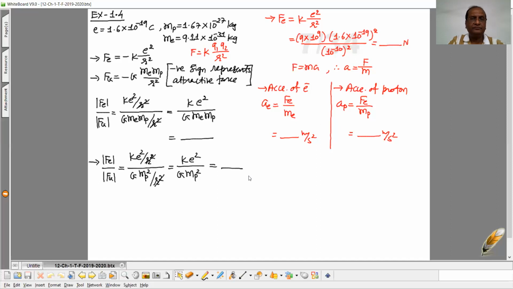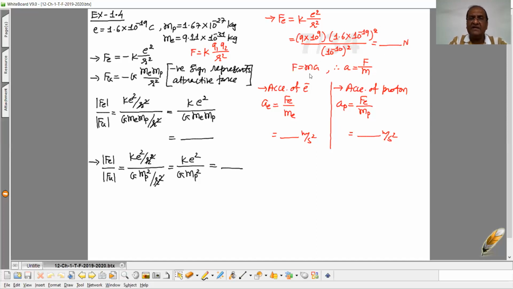Now, electric force, that is k e square upon r square. k is 9 into 10 raised to 9. e is 1.6 into 10 raised to minus 19, whole square. Then r: a 1 angstrom separation is given, and 1 angstrom is 10 raised to minus 10 meter. So 10 raised to minus 10 square, whatever is the answer here.